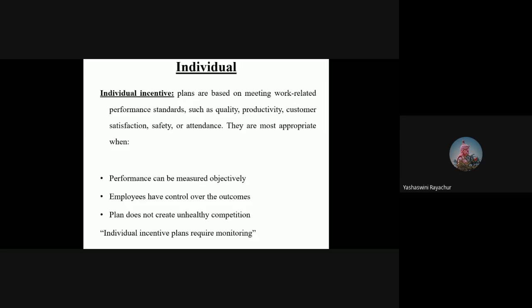Okay, the plan does not create unhealthy competition. Individual incentive plans also require even monitoring, because sometimes when a plan is done, compensation is brought to the organization, and some people are going to earn it and some people may not earn it. So see to it that earning and not earning will not make much difference among the employees.